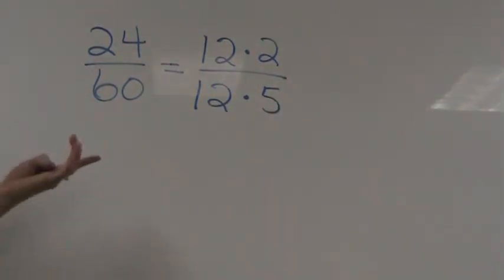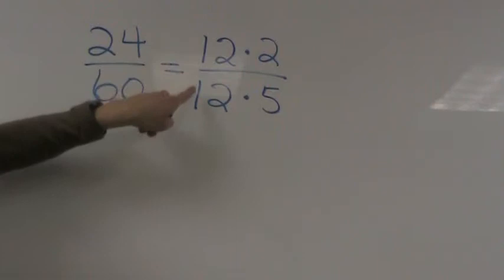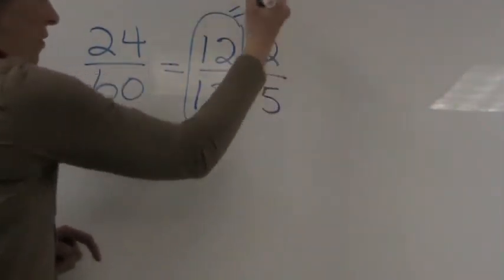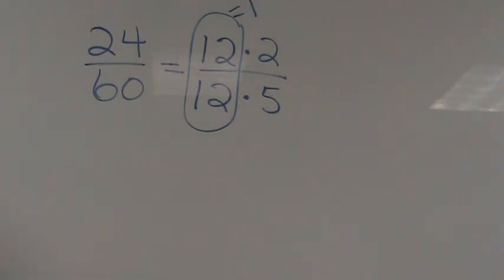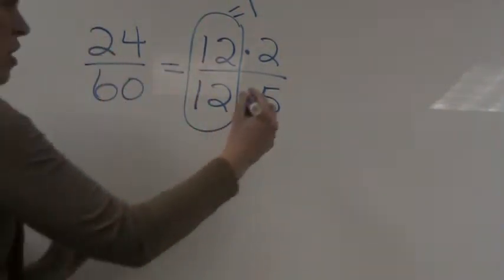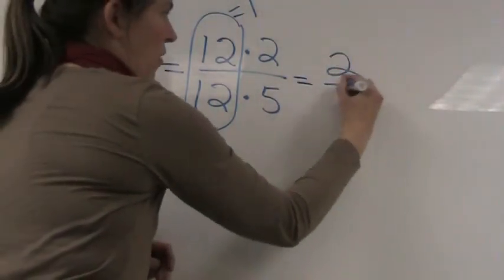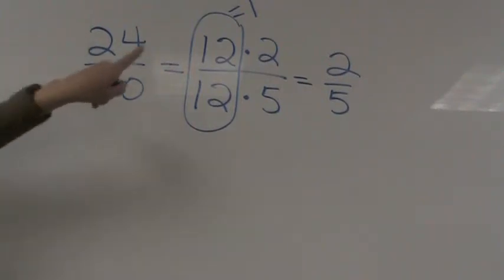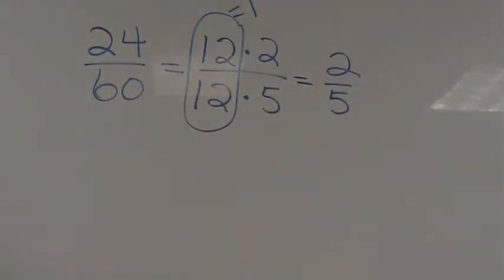And I can simplify this by knowing I have a 12 over 12. And 12 over 12 is another fancy way of saying the number 1. So I can pull out that part of it because it's the number 1. And I'm left with 2/5 as my simplified answer. So I went from something a little more complicated, like 24/60, and I end up with something much simpler as 2/5 as my answer.